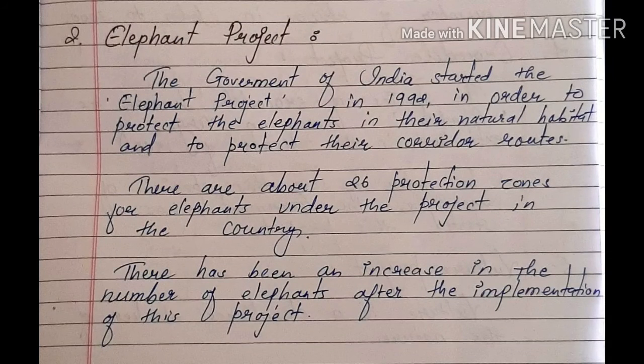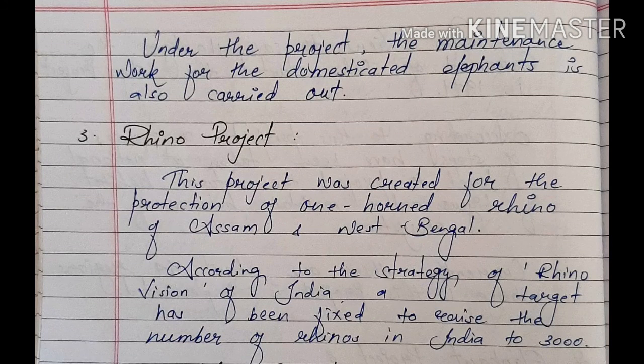Now, the second one is the Elephant Project. The government of India started the Elephant Project in 1992 in order to protect the elephants in their natural habitat and to protect their corridor roads. There are about 26 protection zones for elephants under the project in the country. There has been an increase in the number of elephants after the implementation of this project. Under the project, maintenance work for domesticated elephants is also carried out.